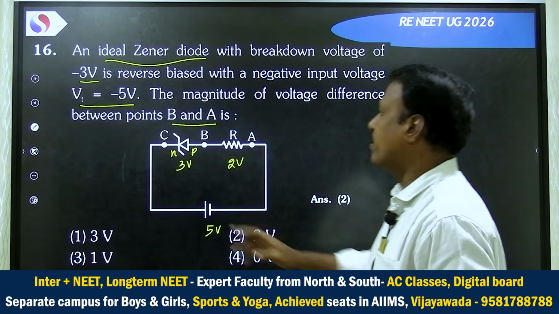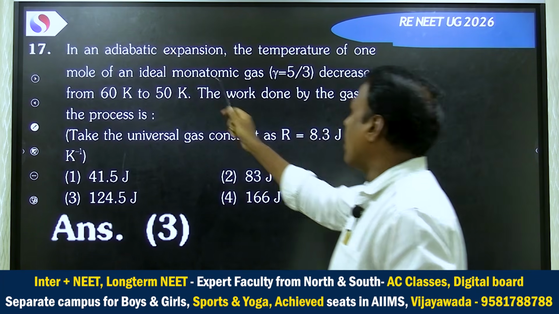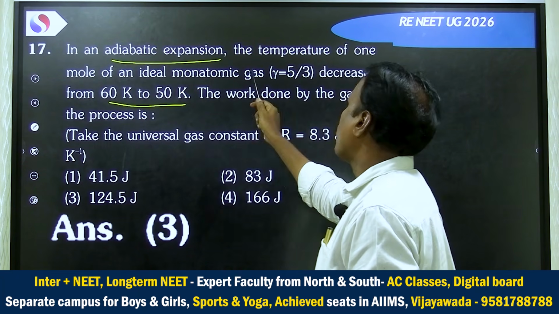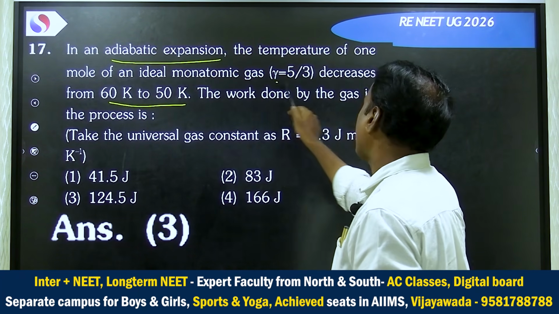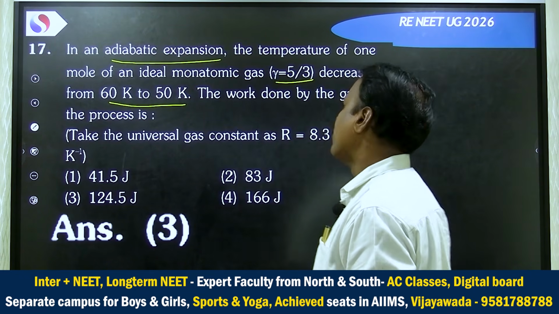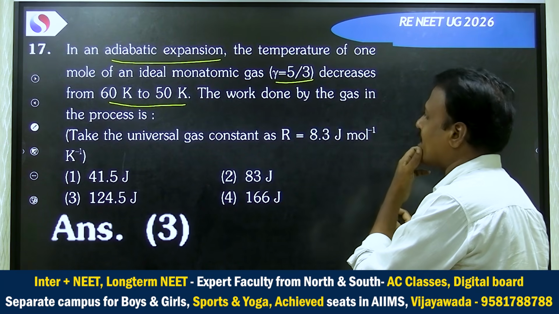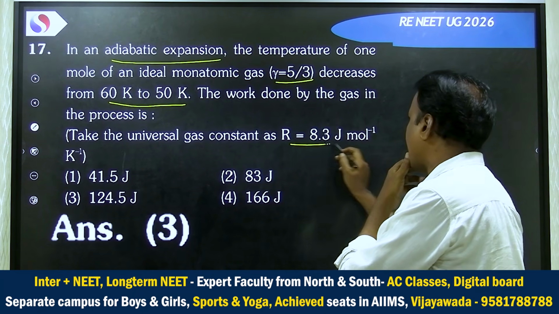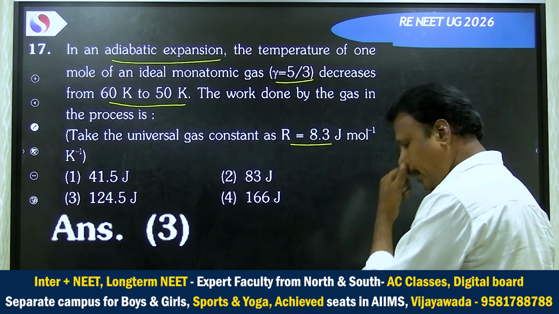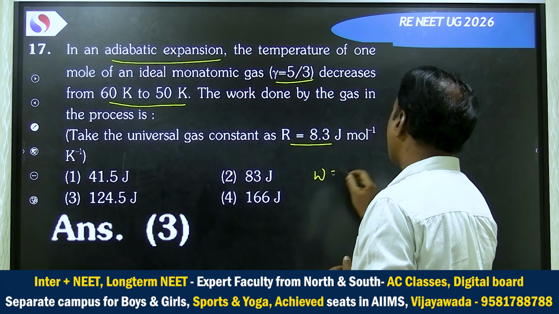So no issues. And next, this is question number 17 and this is from adiabatic expansion. Here 1 mole of a gas with gamma 5/3, temperature is decreased from 60K to 50K. The work done by the gas in this process is, and capital R value is also given. Okay, so this is also a direct problem. No issues are here.